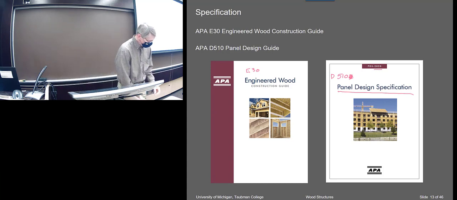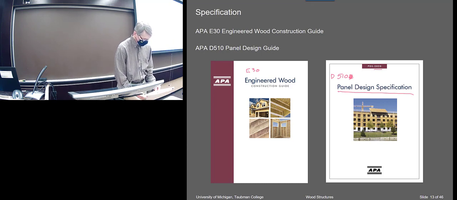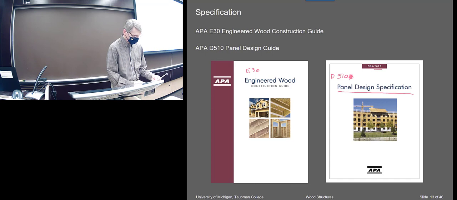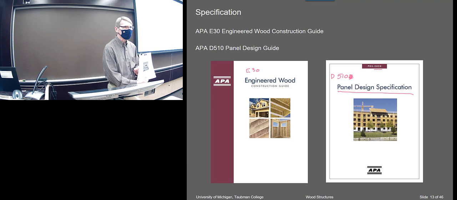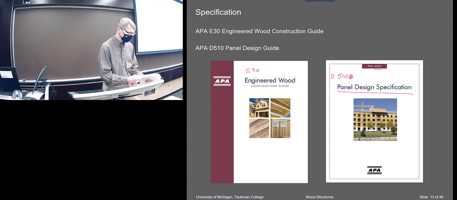We were talking about panels, right? Plywood, OSB. Is there some sort of composite combination of the two? This is, as I mentioned before, did you look on the canvas? Is this posted up there? Did you find it? This is D510. D510, APA's literature. I'll look.